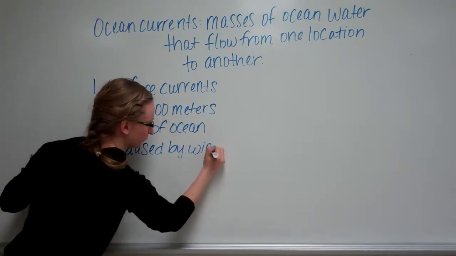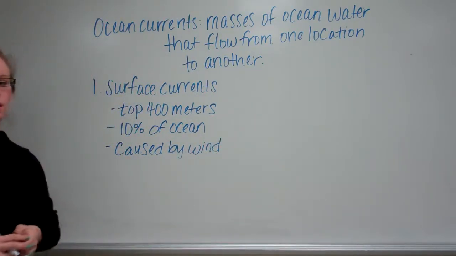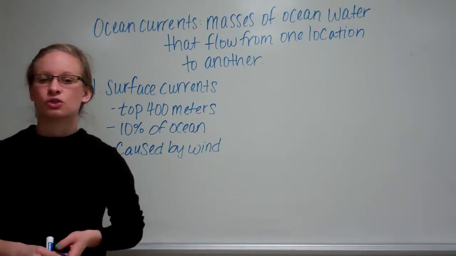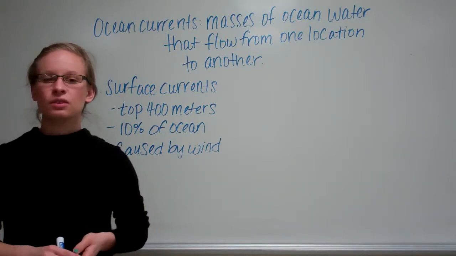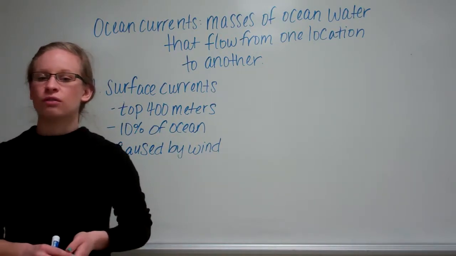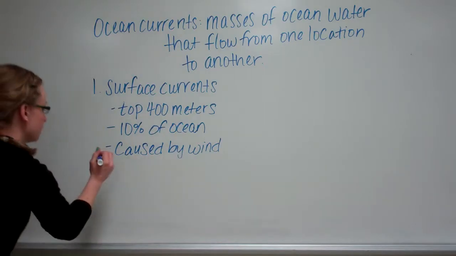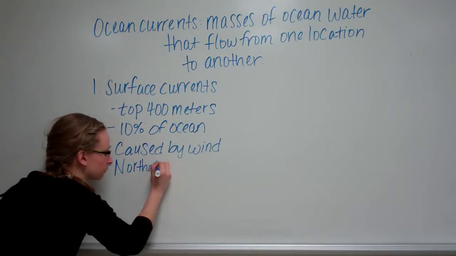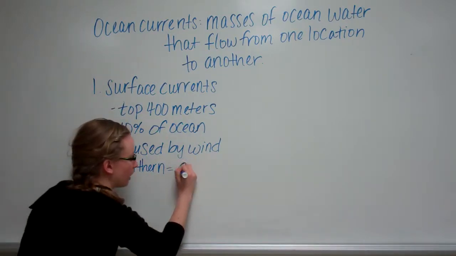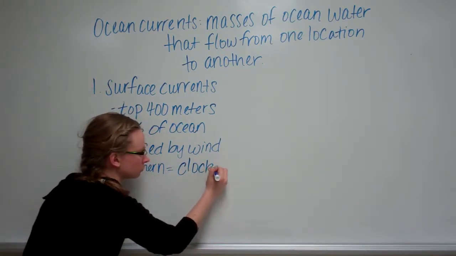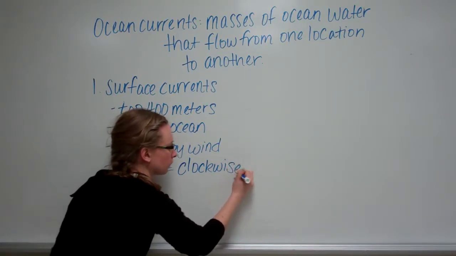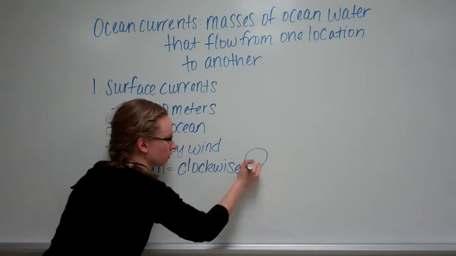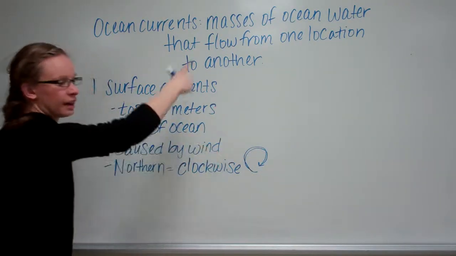Caused by wind. And we have something called the Coriolis effect. And the Coriolis effect forces our ocean currents to travel in a certain direction. So in the northern hemisphere, our ocean currents travel in a clockwise direction. So, northern hemisphere equals clockwise. Or what would look like this. Okay, so moving in that direction.